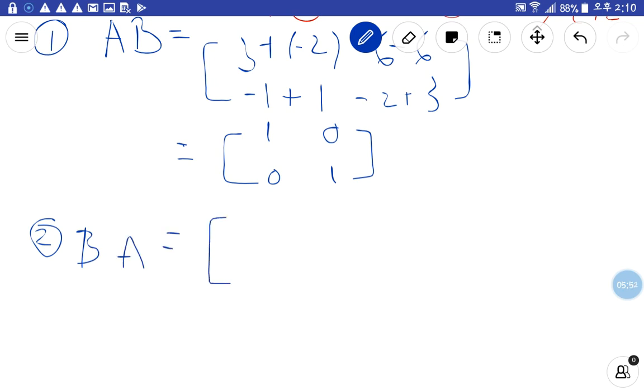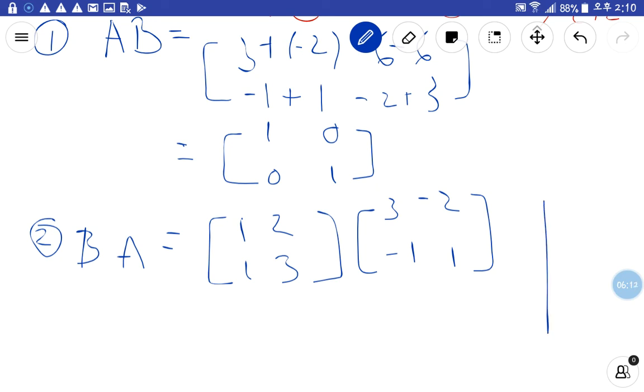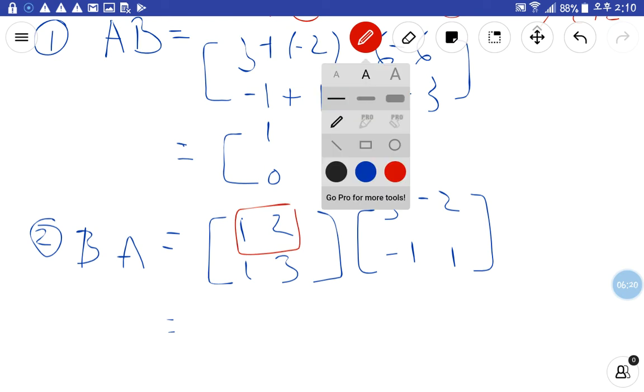Now my B is 1, 2, 1, 3, and then 3, negative 2, negative 1, and 1. Since both of them are 2 by 2 matrices, your answer would be a 2 by 2 matrix. So it is eligible to multiply that. Now what? You're going to use your first row and the first column.